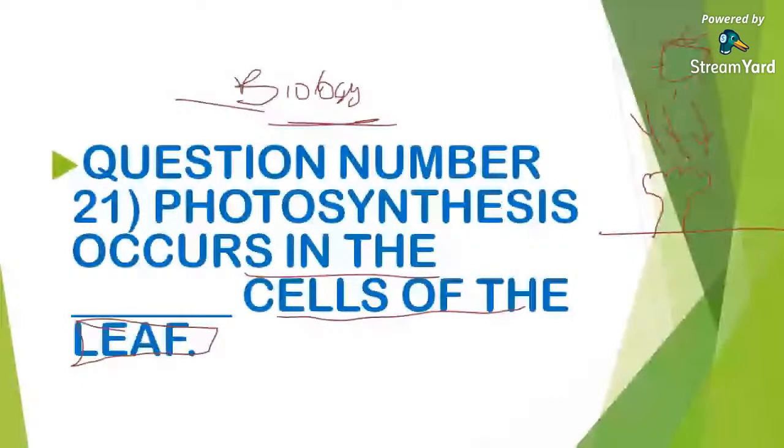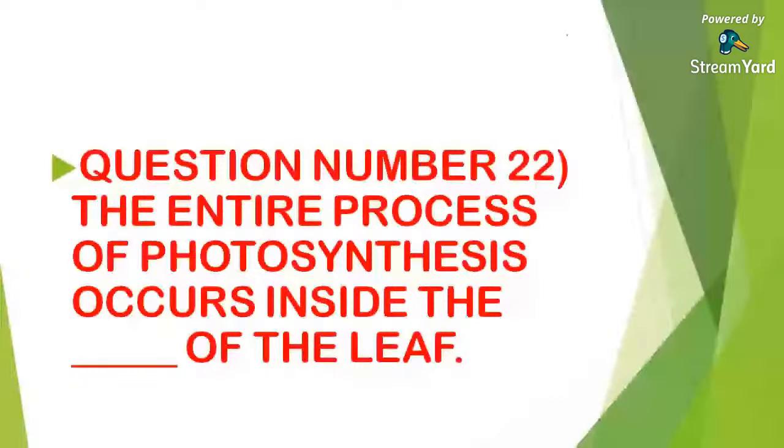Now, the next question is: the entire process of photosynthesis occurs inside the dash of the leaf. Inside the leaf, mesophyll cells are present, and in the mesophyll cells some plastids are present. In that only the photosynthesis occurs. So you have to name where the entire process of photosynthesis actually occurs.